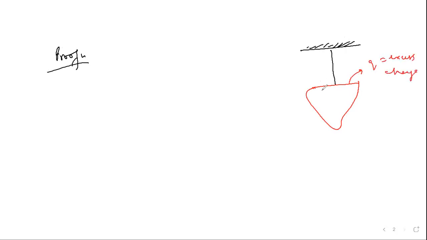I'm saying proof. Now I have a thread, and I have this lump of copper. It is charged. Q is the excess charge, right? Now there is a cavity. We have scooped out some portion of the conductor. Now let me write here: it is the cavity, right?